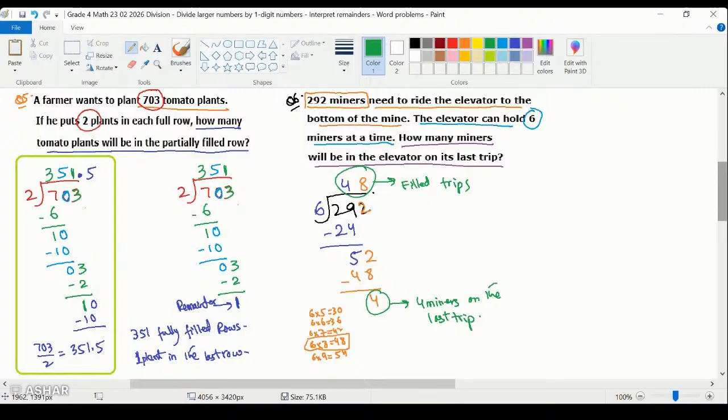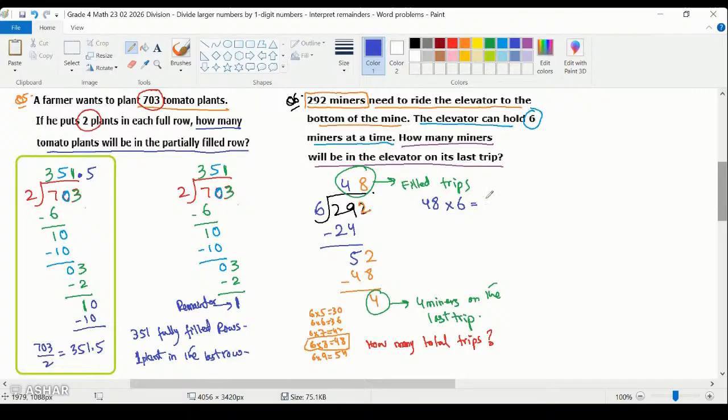Okay, if I change the question and if I add something else to it, how many total trips were there? How many total trips were there? No, think again. See, 48 elevator trips were filled, right? But the last trip had 4 people on it. Okay, I'll do it again. 48 trips, each trip carried 6 people, right?